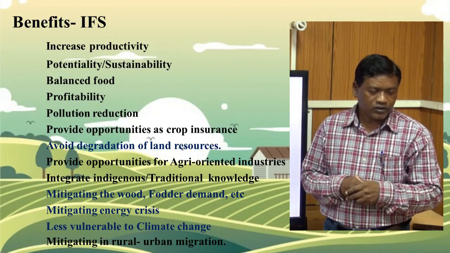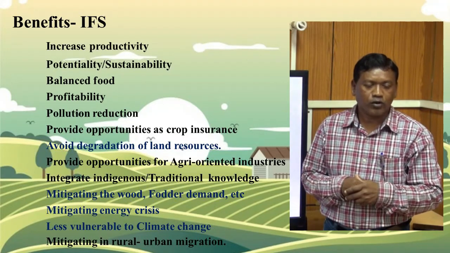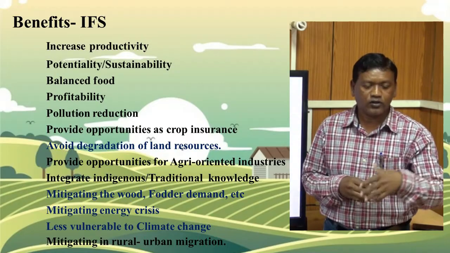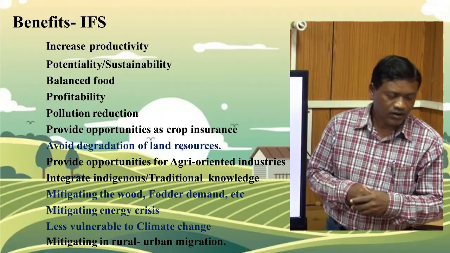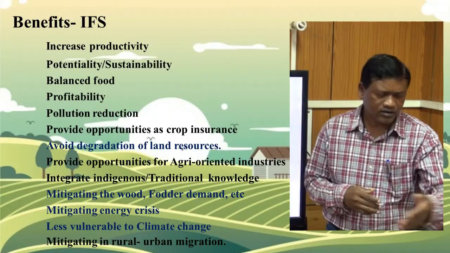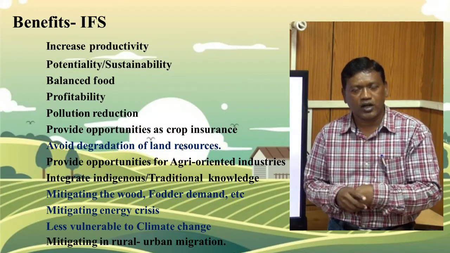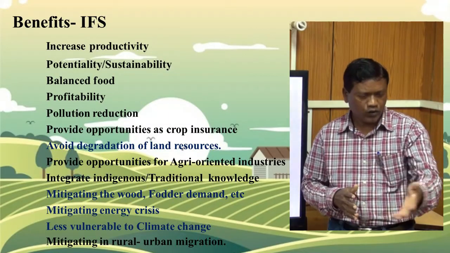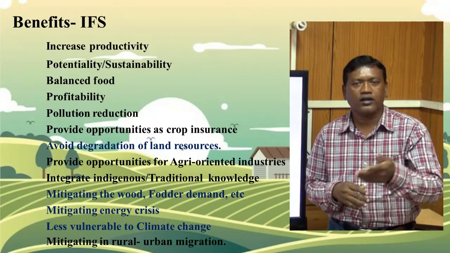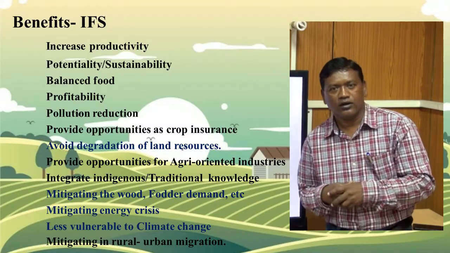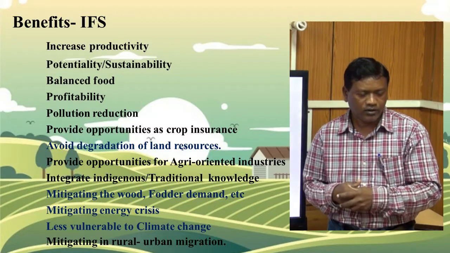It provides the opportunity for crop insurance. If you insure the crops, then if sometimes the crop fails, you can get the insurance. It also avoids degradation. If this integrated farming system recycles the waste materials or incorporates green manuring, there are very few chances of soil degradation. So you can get the maximum soil fertility status by recycling of the waste materials.